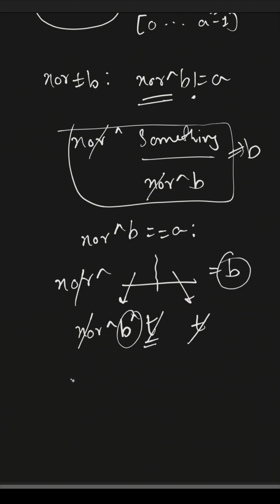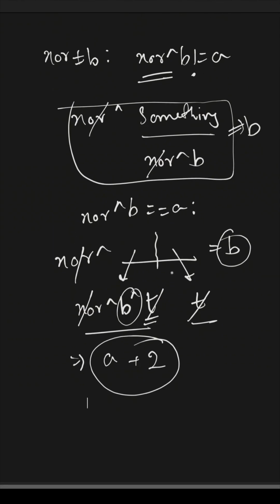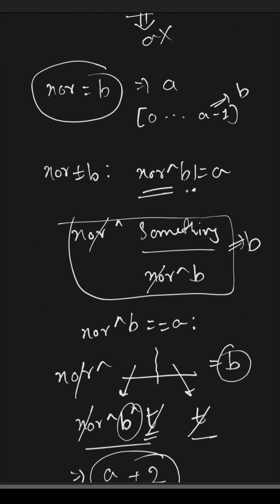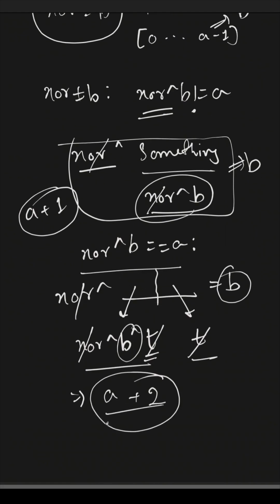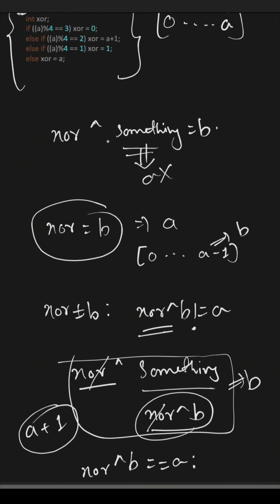So the size of the array will be, this was the size a plus we added two numbers. So this will be a plus 2 when XOR b is equal to a. And when XOR b is not equal to a, the answer will be a plus 1. And if XOR b equals a is true, then the answer will be a plus 2. And if XOR is equal to b, then the answer will be a. So this was the solution of the question.